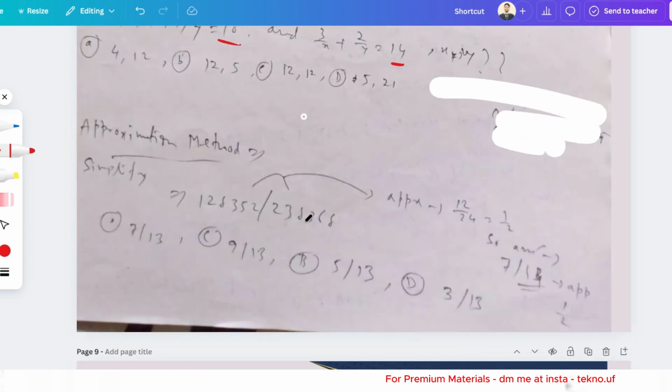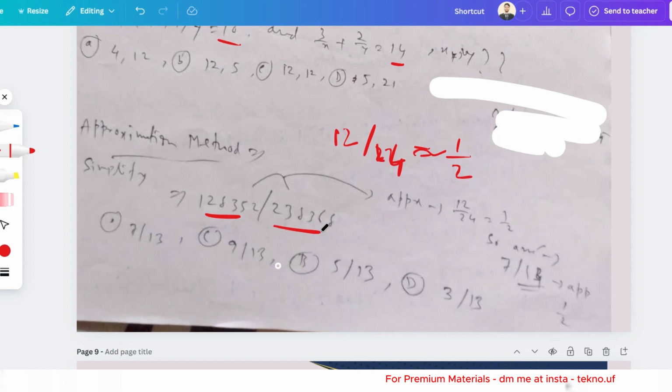Okay, approximation method. So simply what you have to do, let's say they have told you to simplify these bigger numbers. So these are big numbers. Okay, so how to calculate using approximation methods? That is, just 12 and 23, you can get 12 and 23 or 24. So as this number is close to 24, you can get 24. Okay, and as this number is closer to 13, you can take 13 as well, or 12 as well. So the number is almost equal to 1 by 2.